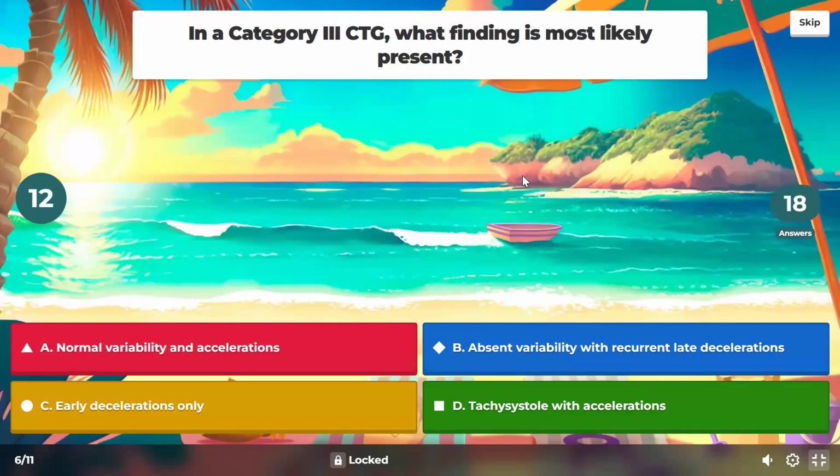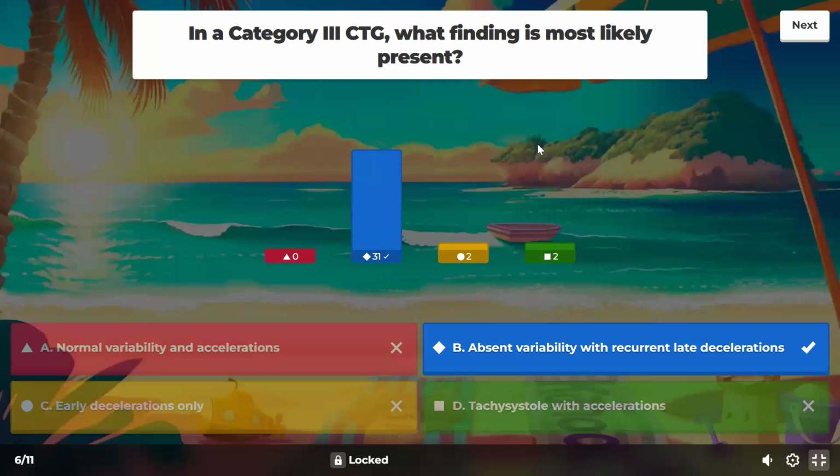Let's keep the answers coming in. We're almost done. Perfect. So 31 of us said absent variability with recurrent late decelerations, which is the right answer. It's not about the early decelerations only, or about the tachysystole with accelerations.